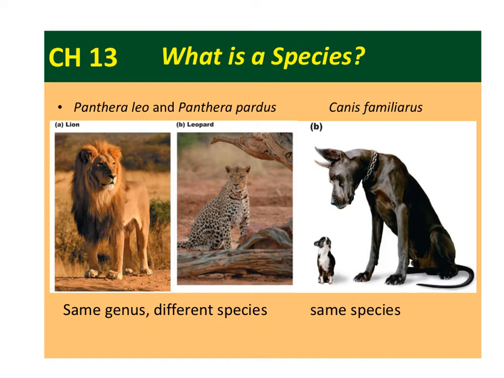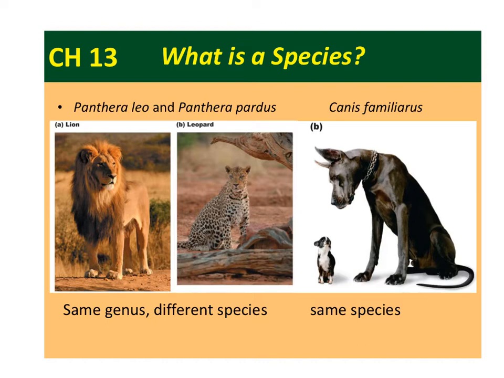Like, for example, if you had a lion and a tiger, lions and tigers can actually interbreed. Unfortunately, they have hybrid infertility where the offspring are not fertile. Okay, but what about our dog family?